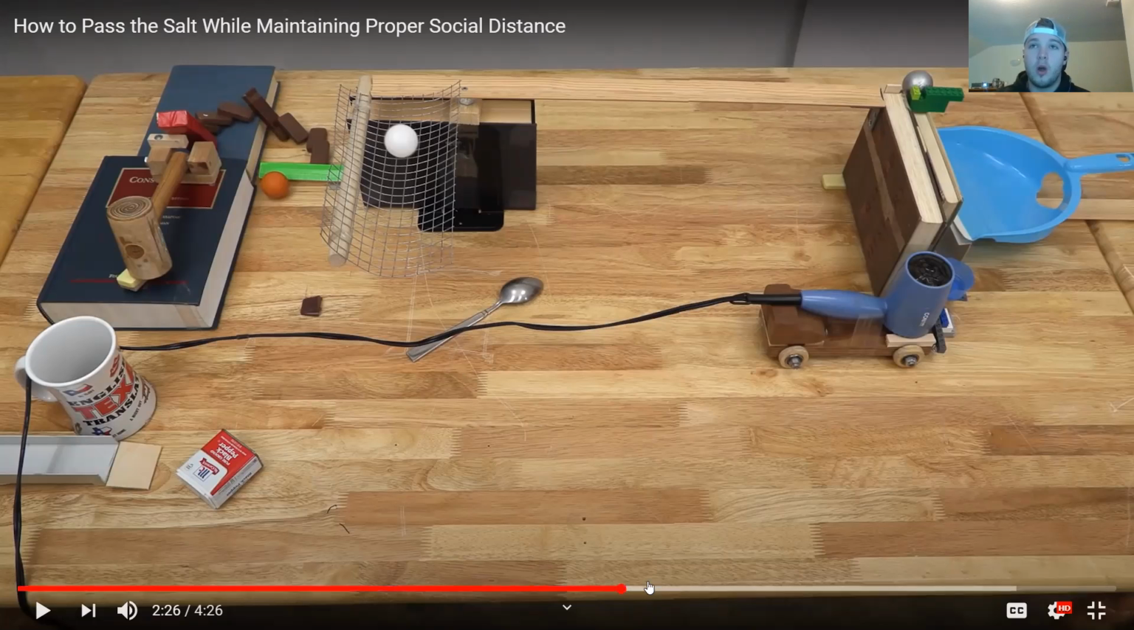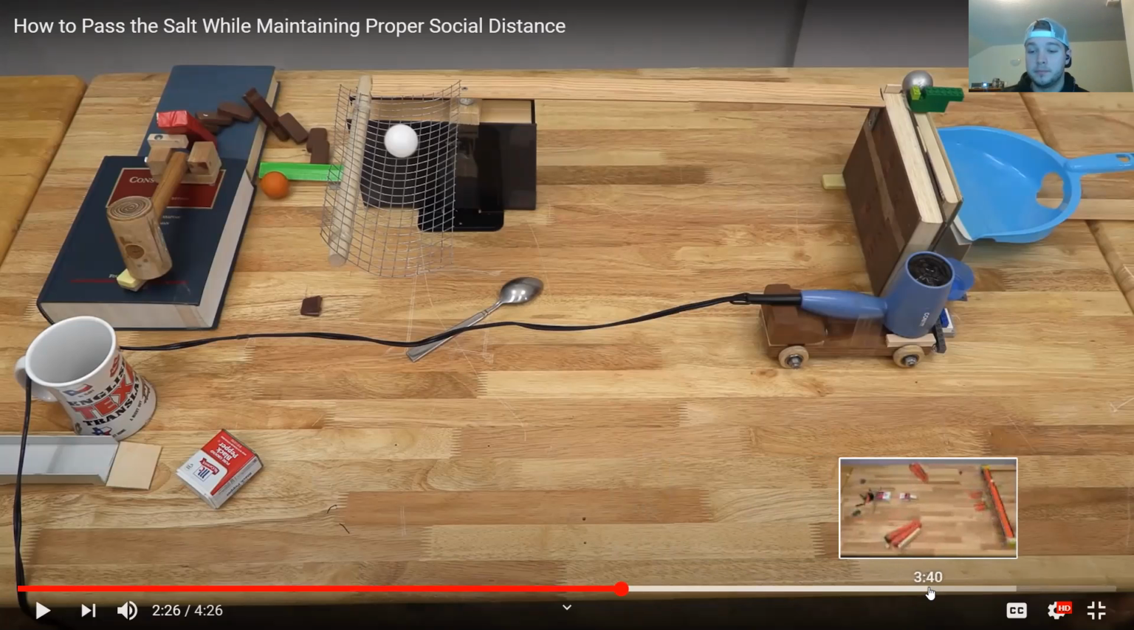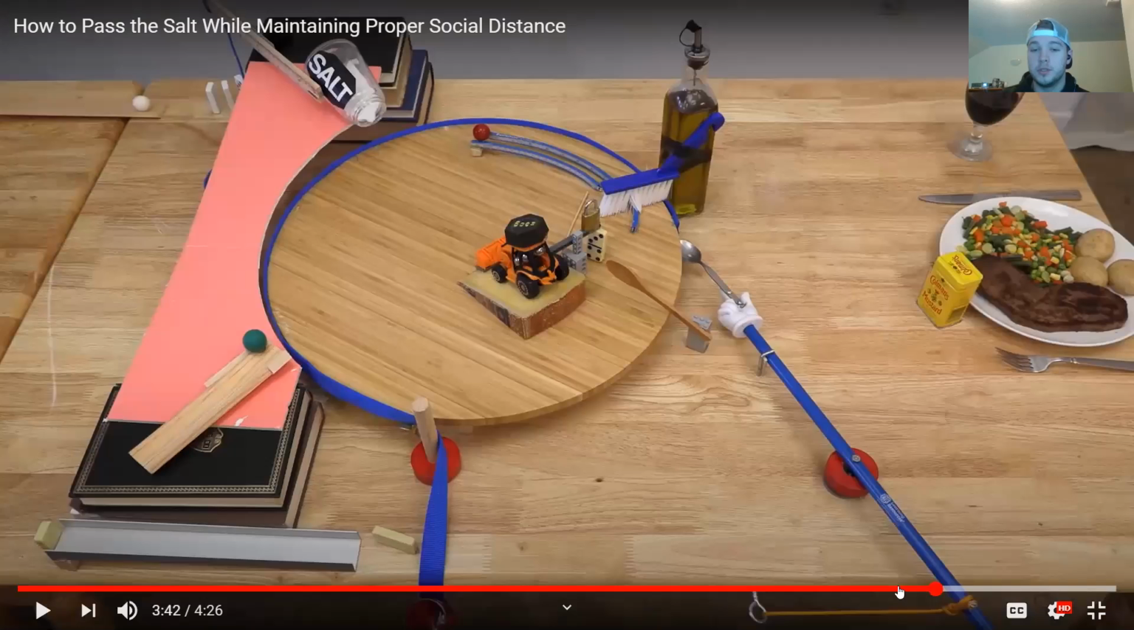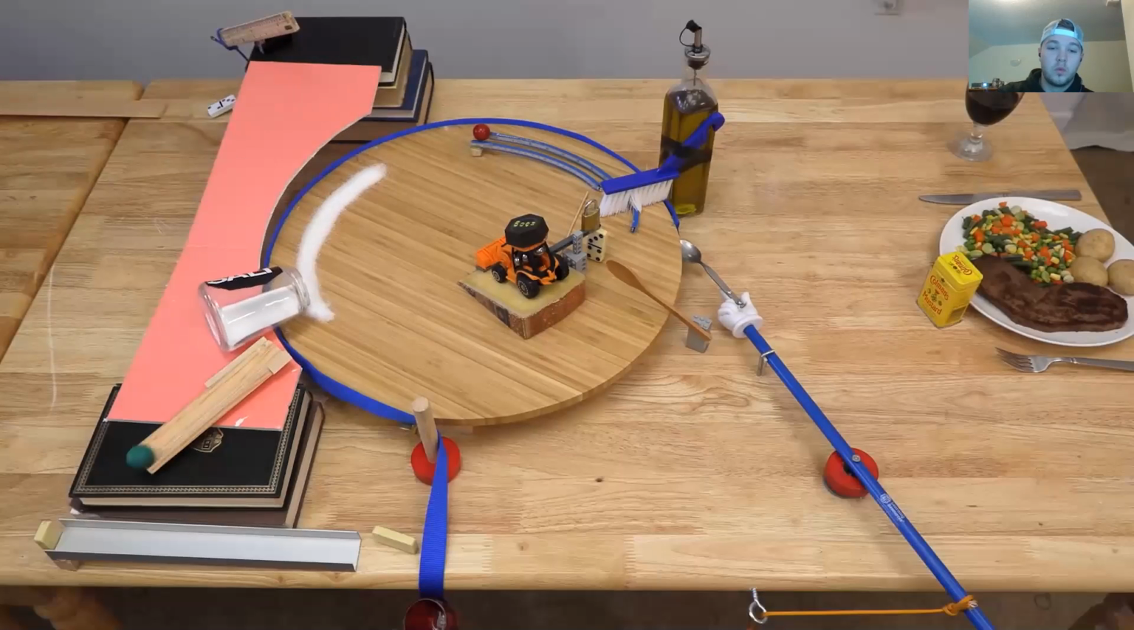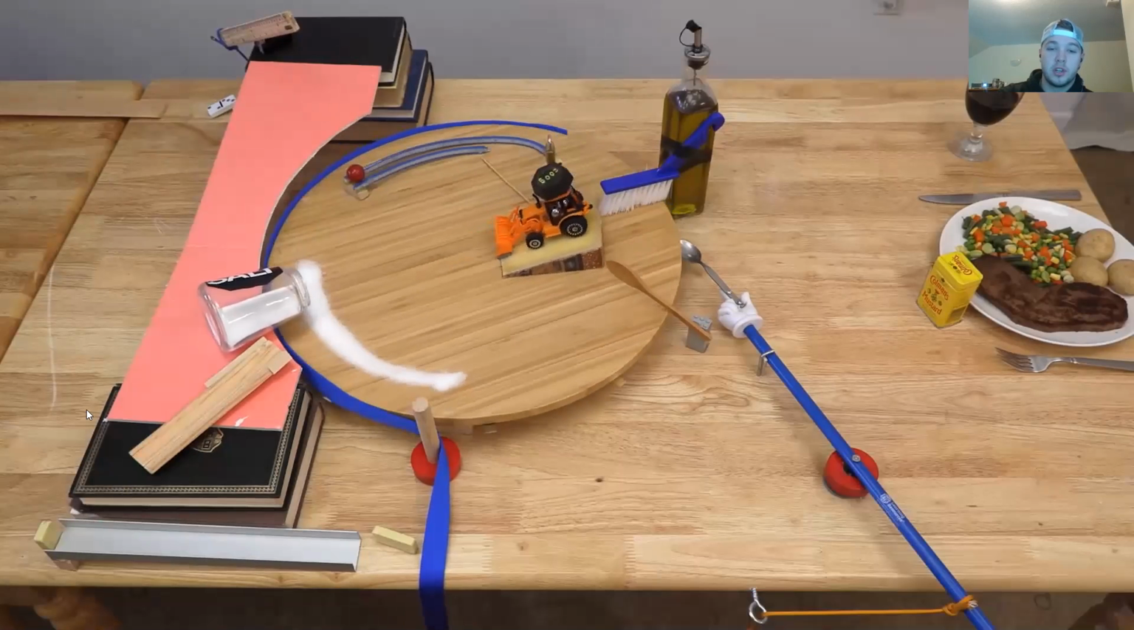So we're going to skip forward quite a bit to 3 minutes and 42 seconds here. So as you can see here, the salt rolls and then the turntable starts.